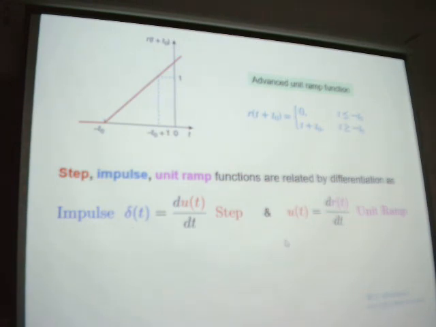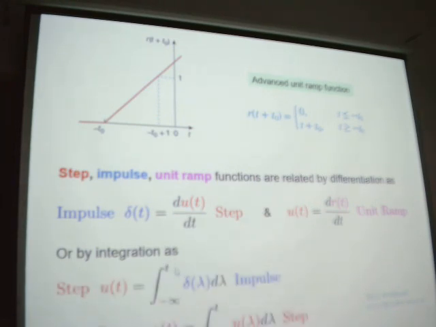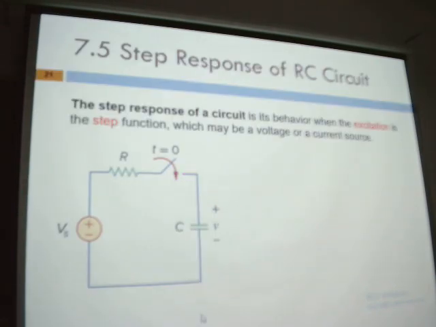So here are the impulse, step, and unit ramp. We can also use integration to present the relation. Our step u(t) is the integration of the impulse, and our unit ramp is the integration of the step. That is the same, okay? For these, we just show the relation of those three basic singularity functions, and we can understand it by differentiation, and also by integration.